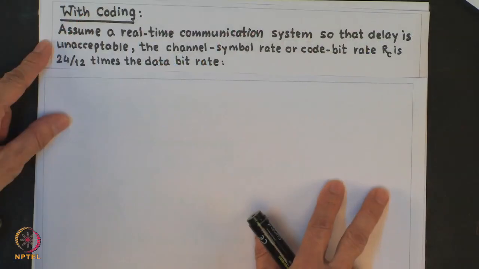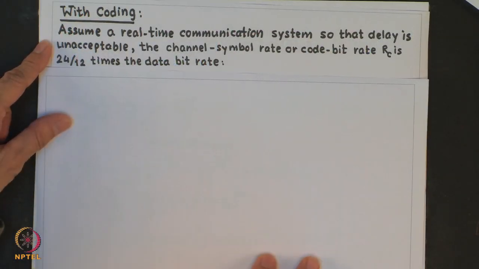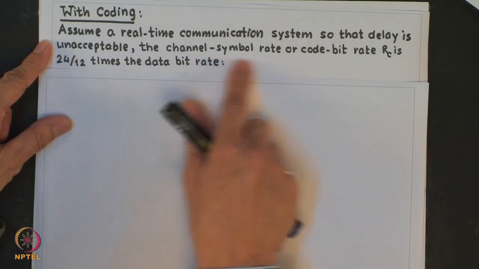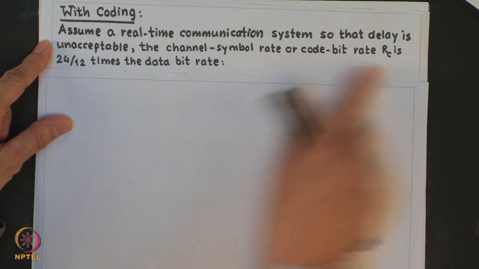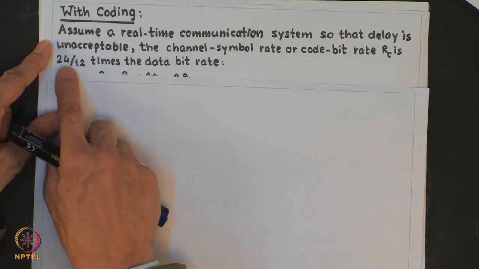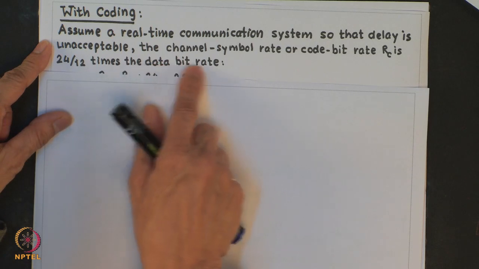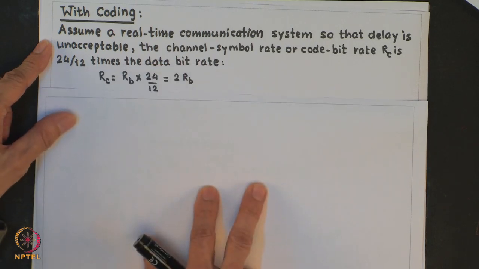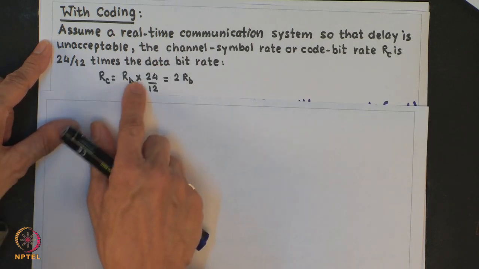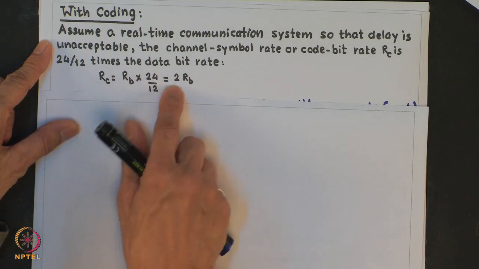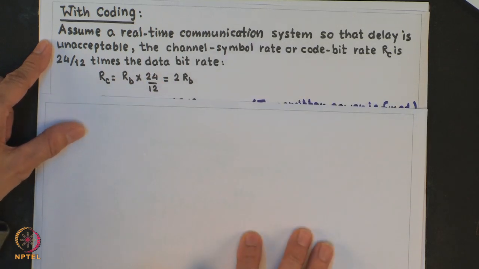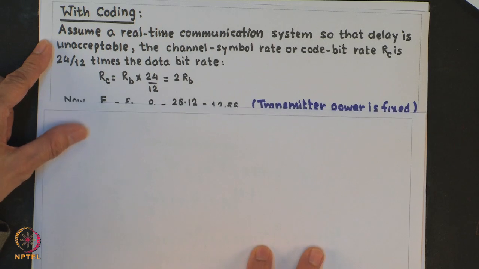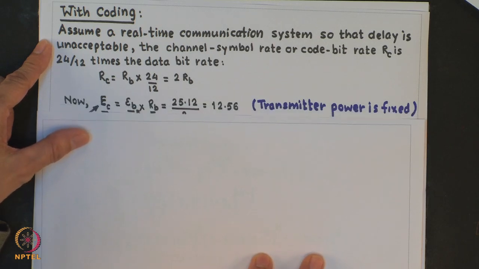Now, we will see what happens when we use the coding. Assume a real time communication system, so that delay is unacceptable. So, the channel symbol rate or code bit rate RC is now 24 by 12 times the data bit rate. So, RC is equal to RB multiplied by 24 by 12, it will be twice the rate, because it is a real time system, no delay is expected.